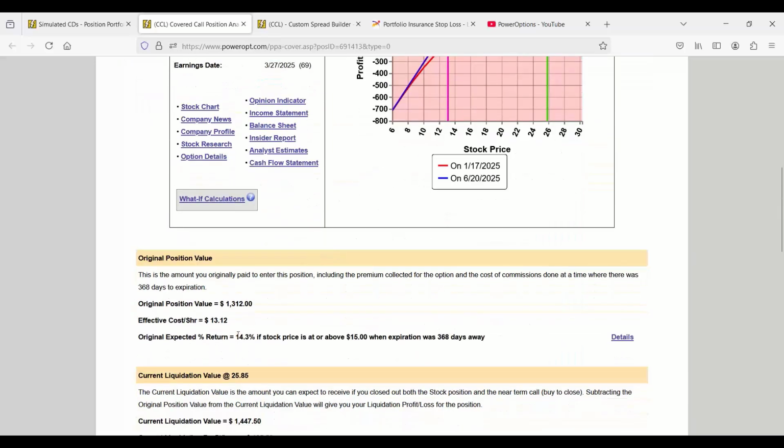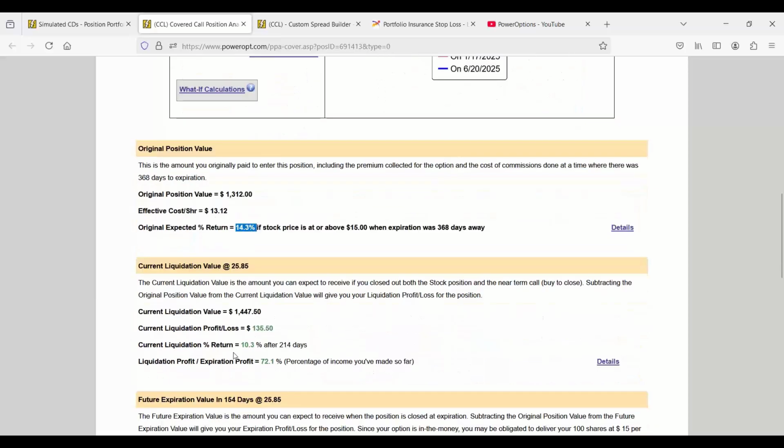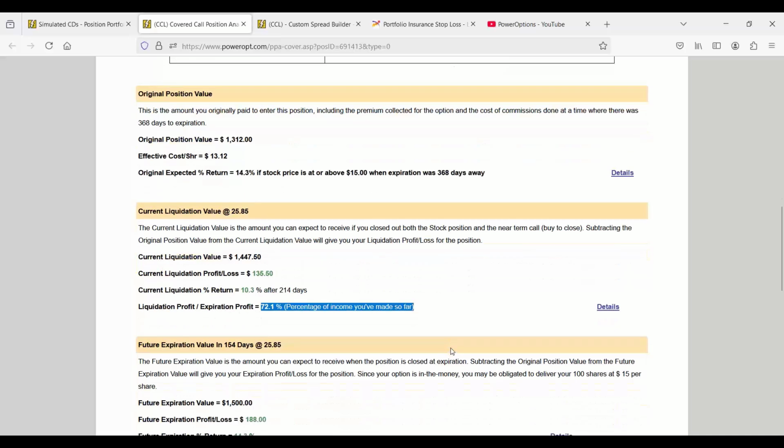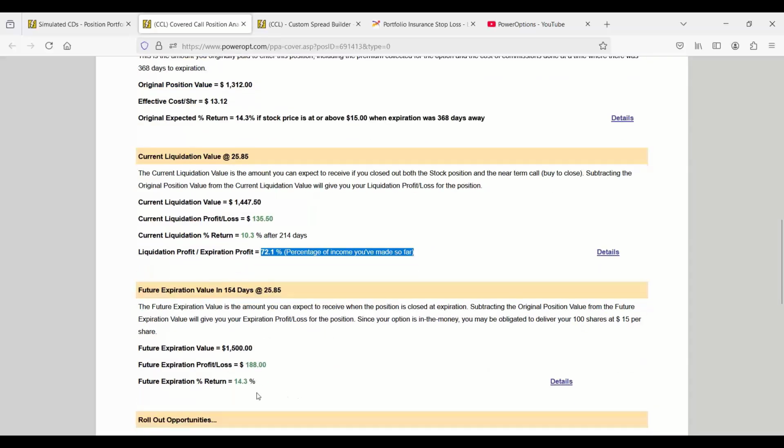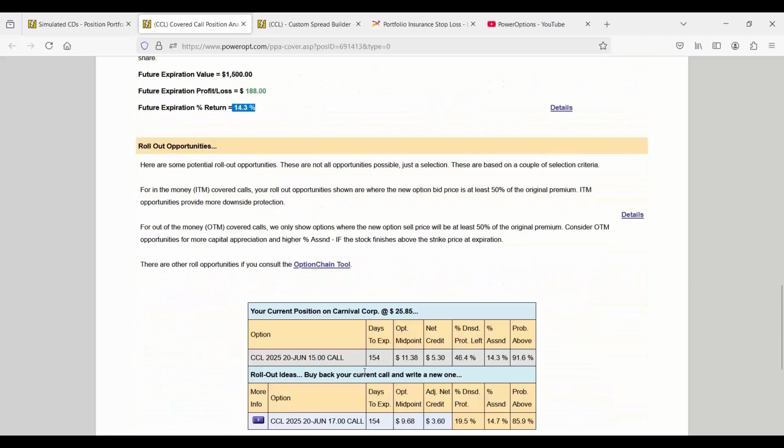Now, remember, the expected return is 14.3%, which means the return on that covered call is the time premium. That 14.3% is what you initially collected. It's only down to 2% now. So you've made essentially close to that 10%. That's what we're looking at. 10.3%, 72% of the income you've made so far. In other words, if you liquidate right now, you're making 72% of the max return you'd expect to make in the next 5 months or so to June expiration if the stock stays above that price.